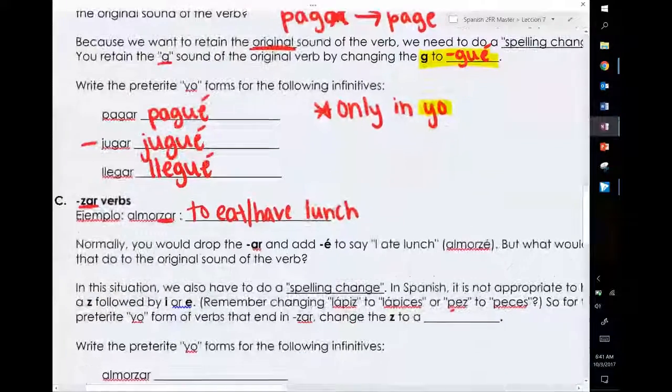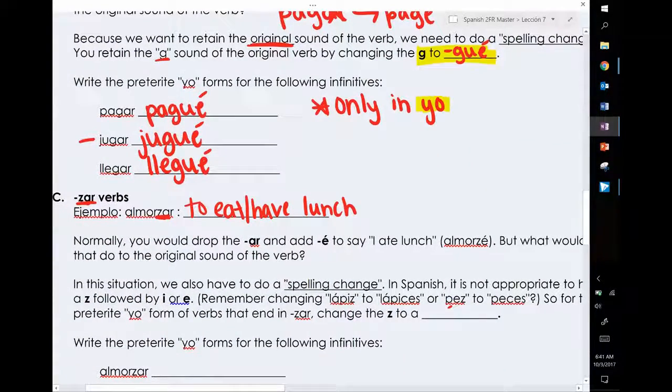Let's talk about zar verbs, like almorzar, which means to eat or to have lunch. If I have almorzar, drop my AR, it would just be almorz. Almorzar, almorcé. Does almorcé sound like almorzar? Trick question. Yes, it does. There's no change in pronunciation here.